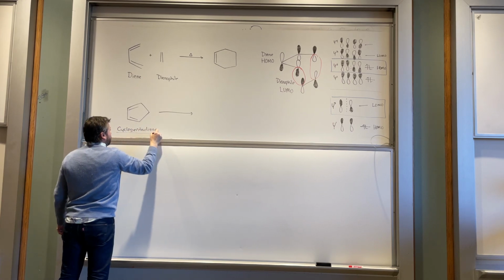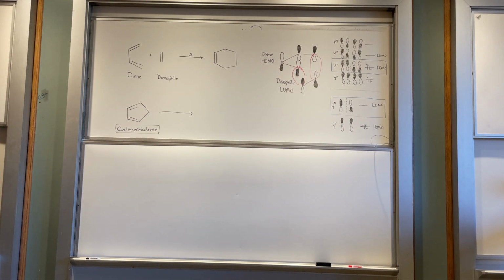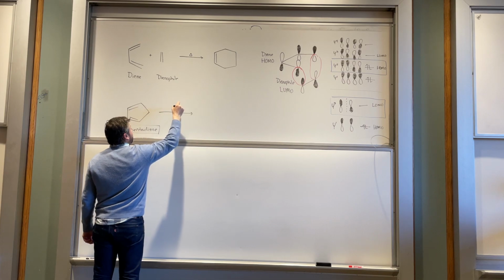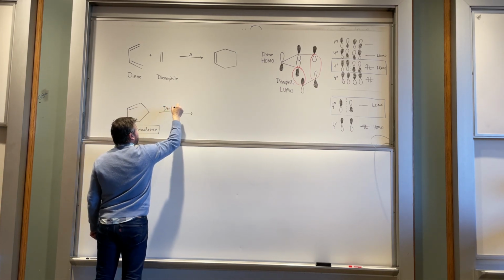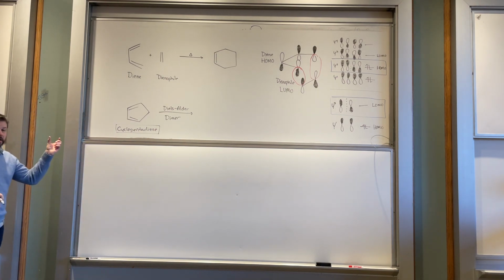One compound that does react is cyclopentadiene. Cyclopentadiene is going to react with itself through a Diels-Alder reaction to dimerize. Basically, one molecule of cyclopentadiene is going to react with a second molecule of cyclopentadiene. So see if you can draw the product that would form from the dimerization of cyclopentadiene.